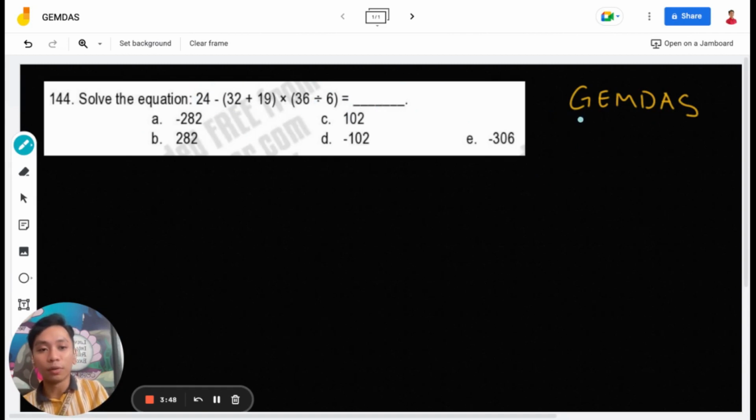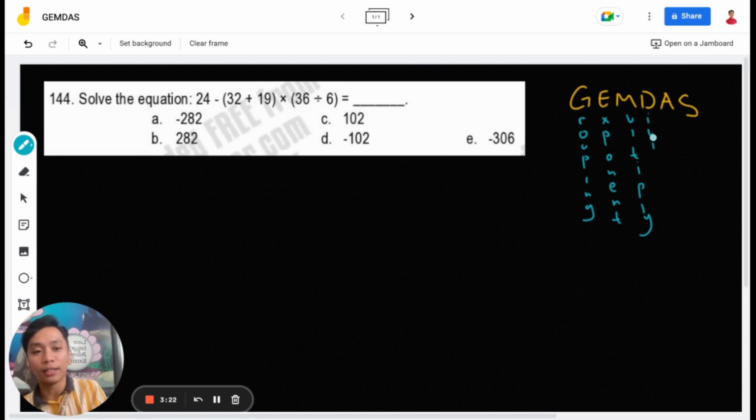involved. So G, of course, means that you need to first look for grouping symbols. Tapos yan yung mga may exponents. Tsaka ka lang mag-multiply or magde-divide. That's interesting kasi kapag magkatabi multiplication and division, actually, you just go from left to right. And then, ganun din sa pag-add at pag-subtract. Add and then subtract. So, yan ang ibig sabihin ng GEMDAS.